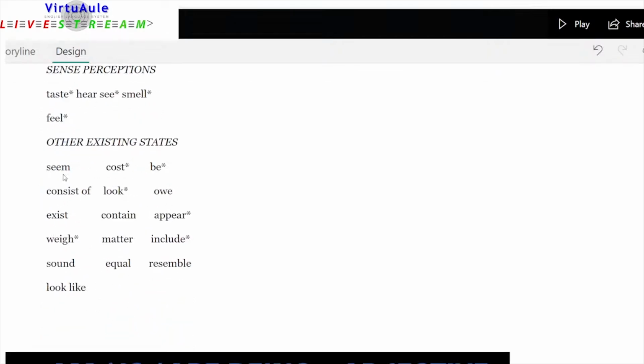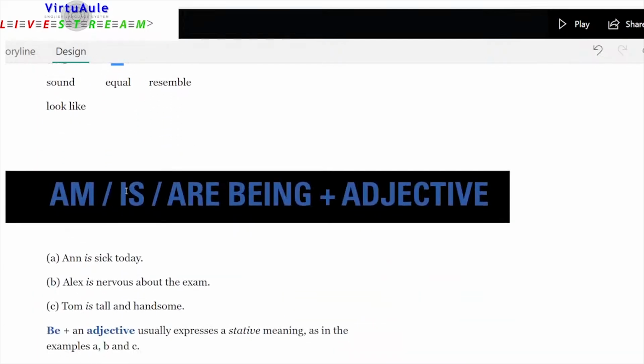Other existing states: seem, cost, be, consist of, look, owe, exist, contain, appear, weigh, matter, include, sound, equal, resemble, look alike. So something weighs 24 pounds. It's not weighing 24 pounds. That's kind of a state, okay? Matter. It matters. Black lives matter. You don't say black lives are mattering.